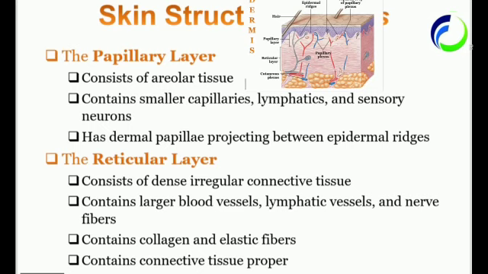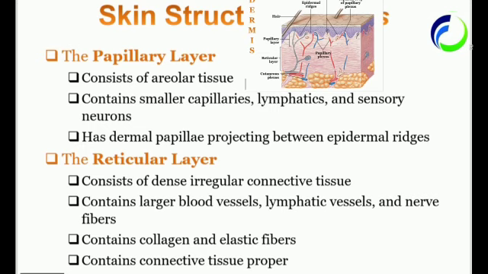The papillary layer contains areolar tissue, smaller capillaries. Capillaries means minute blood vessels, and lymphatic cells and some sensory neurons. So you know guys, while seeing the picture you can see blue color and red color blood vessels. Always in anatomy, blue color means deoxygenated blood supply and red color means oxygenated blood supply.